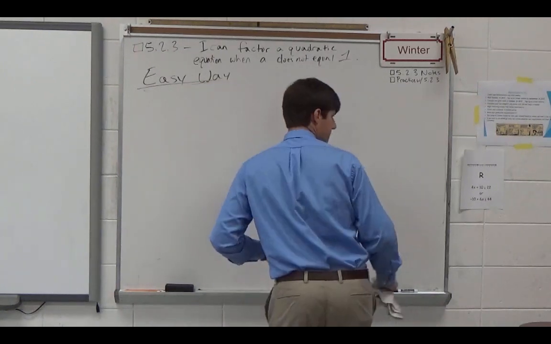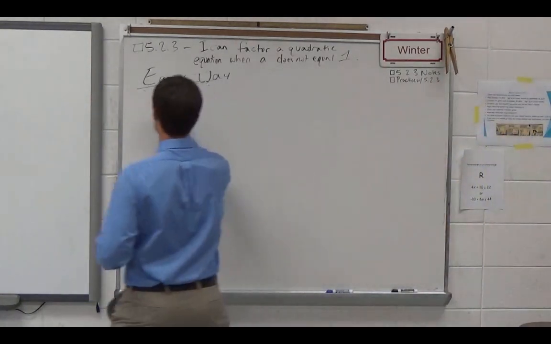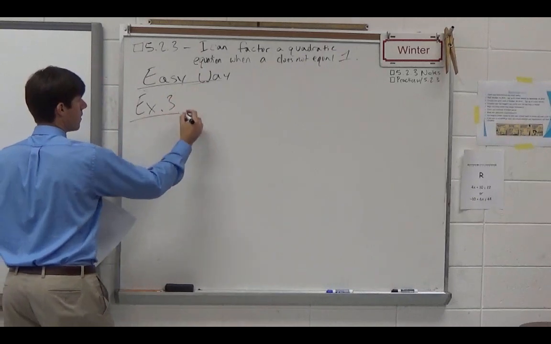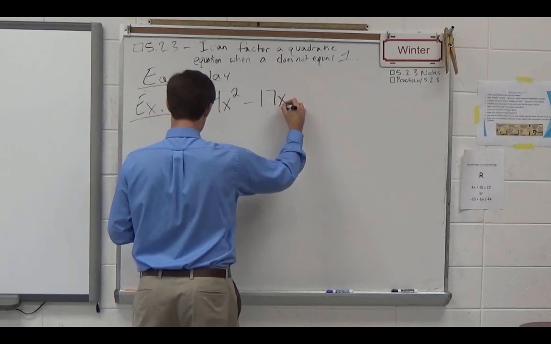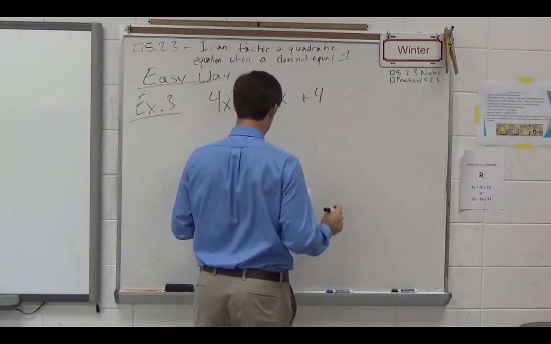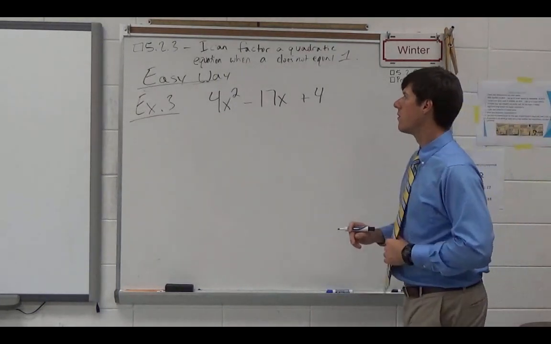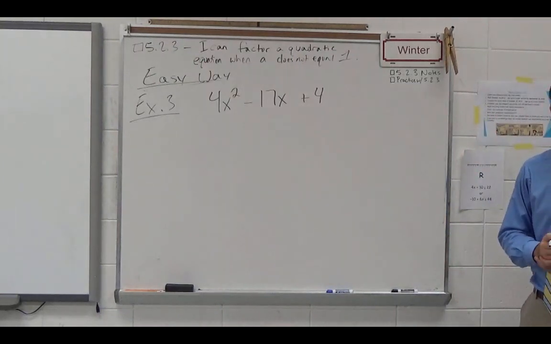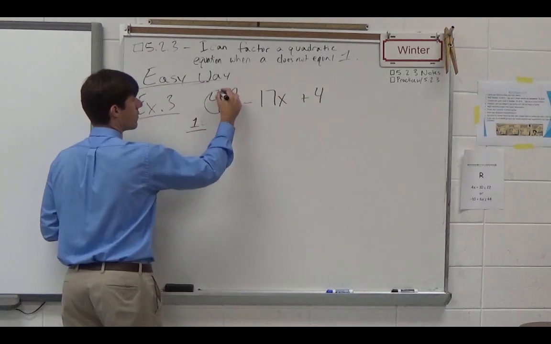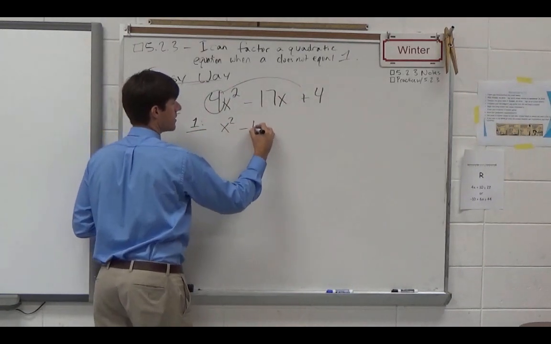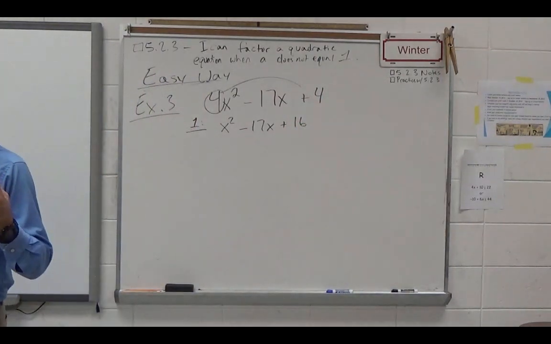Example 3. We've got 4x squared minus 17x plus 4. Four x squared minus 17x plus 4. Okay? Step 1. Bring the 4 to the back. So x squared minus 17x plus 16. That's step 1.